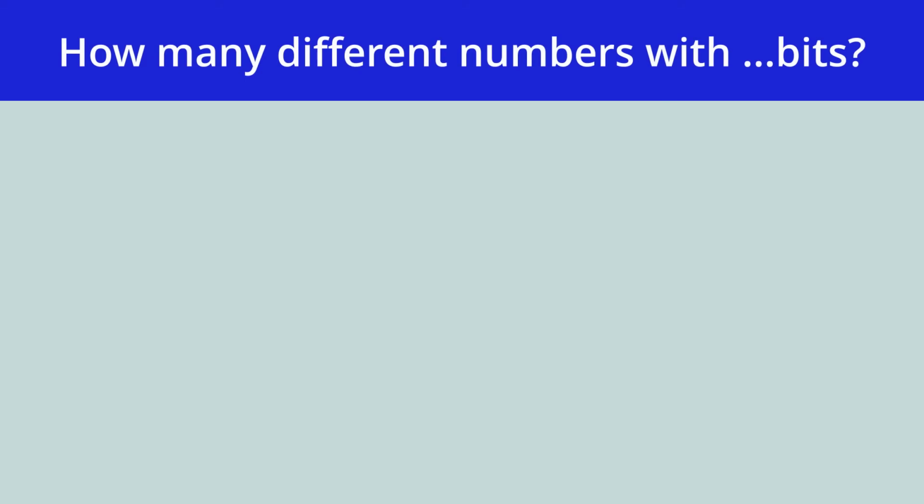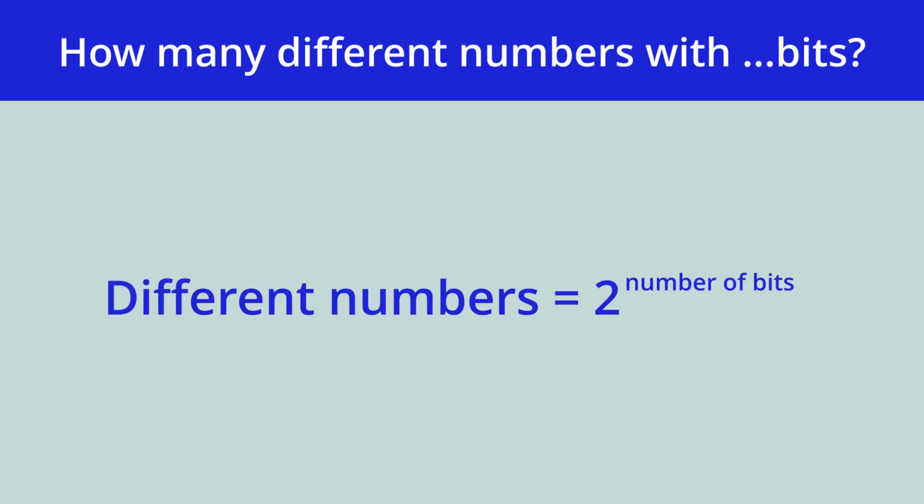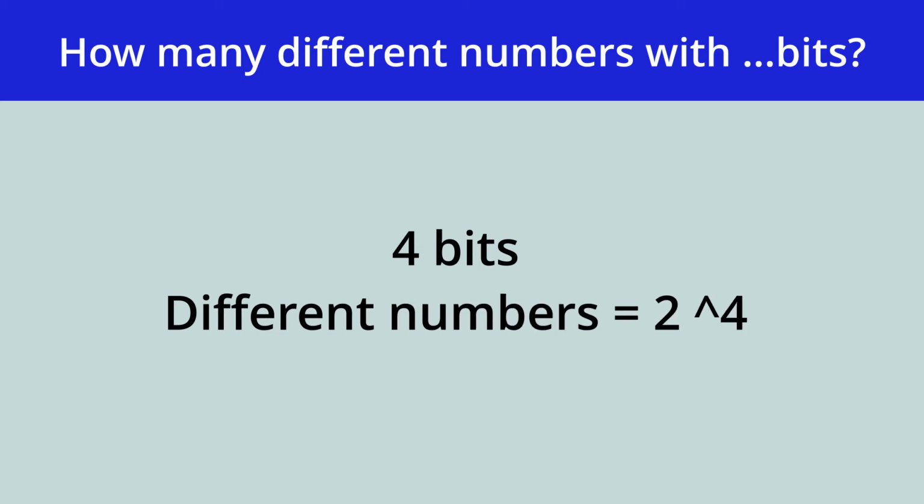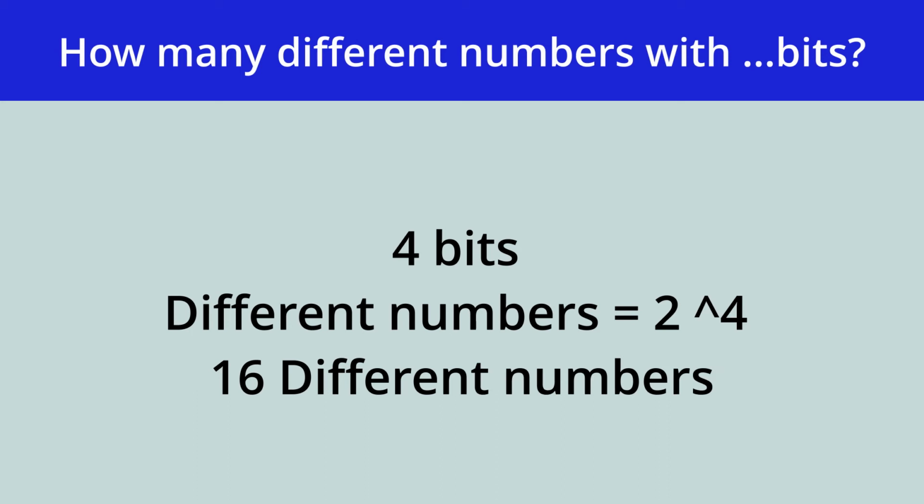Next question is, how many different numbers can we store with a given number of bits? And this can be answered using the formula: different numbers equals 2 to the power of bits. So if we have a 4-bit number, we can store 2 to the power of 4 different numbers. 2 to the power of 4 is 16, so we can store 16 different numbers.